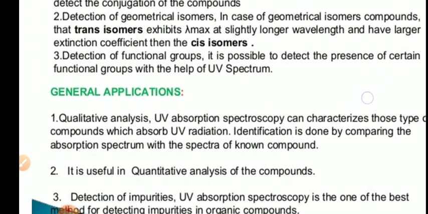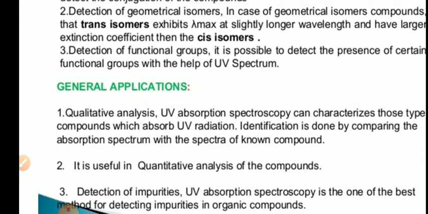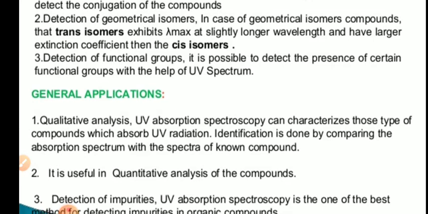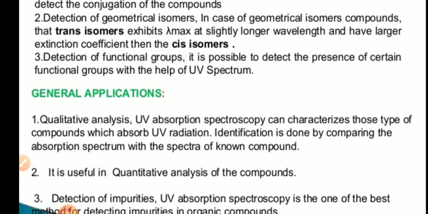UV visible spectroscopy is helpful in the determination of cis-trans isomerism. Whether the isomer is a cis isomer or a trans isomer can be detected by studying the UV spectrum of that compound. For example, in geometrical isomers, that is cis and trans isomers, the trans isomer exhibits lambda max at a slightly longer wavelength. The trans isomer is an elongated isomer as compared to the cis isomer, and hence it has lambda max at a longer wavelength.